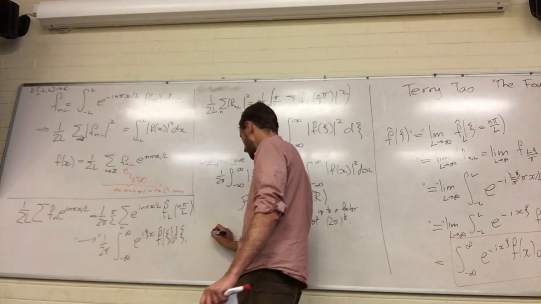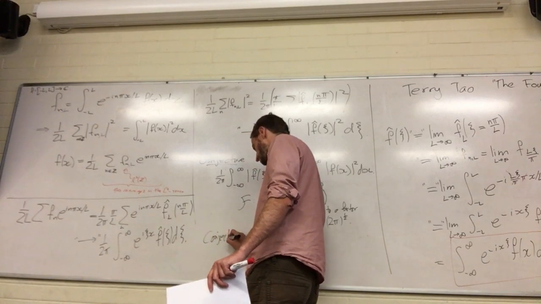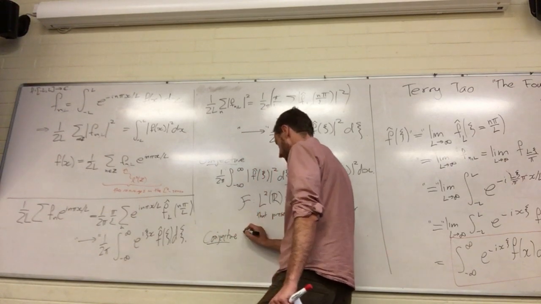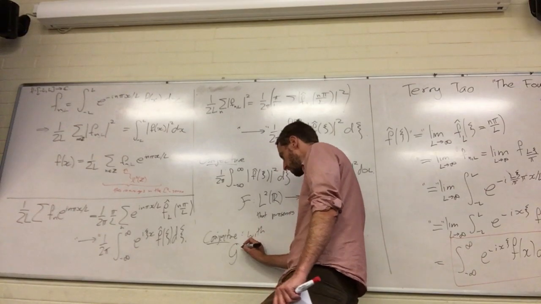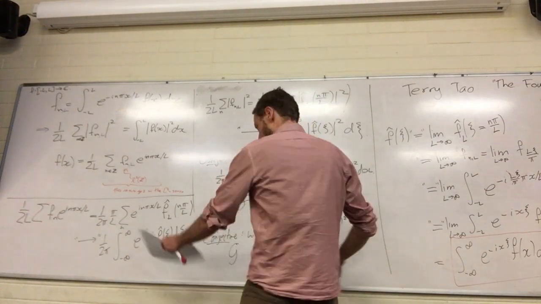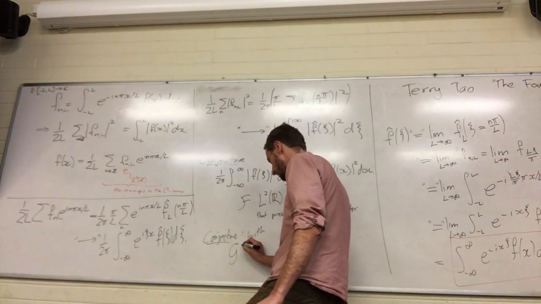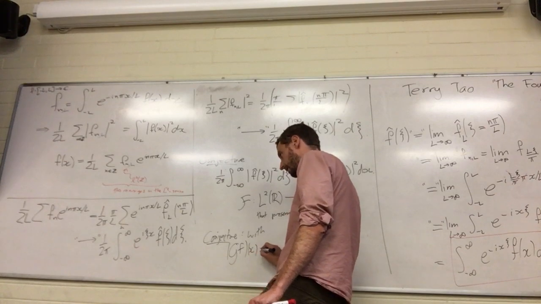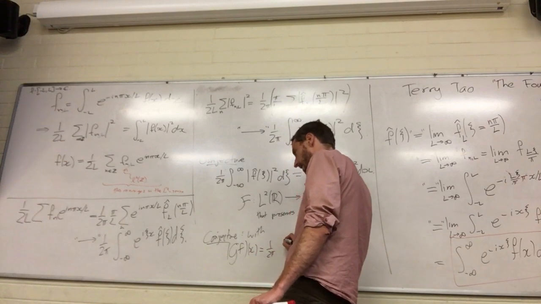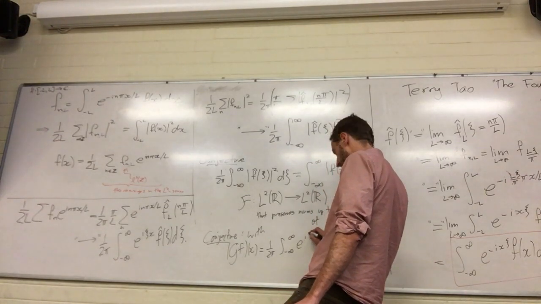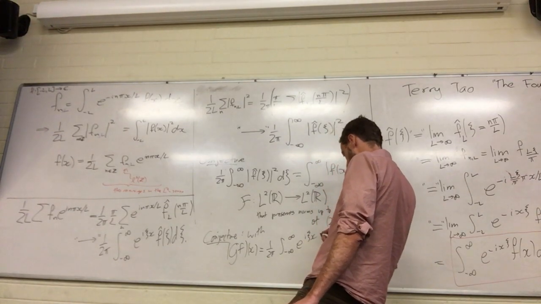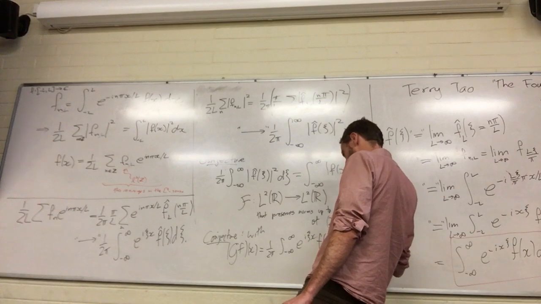And so the second conjecture is if we define a curly G by this formula, so curly G of f at a point x is 1 over 2 pi integral from negative infinity to infinity e to the i xi x f hat of xi d xi.